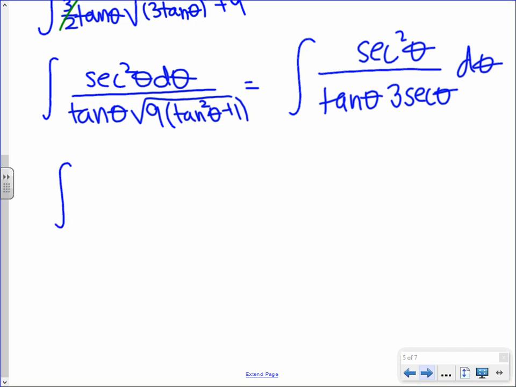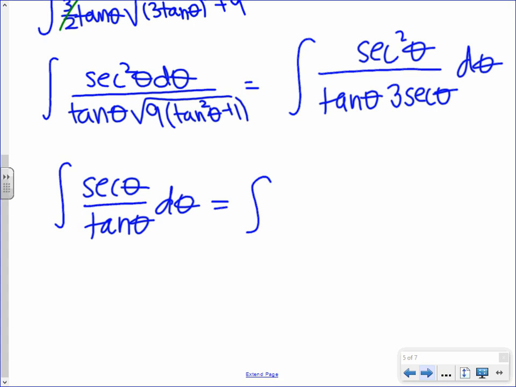Okay, so we can reduce this down to secant over tangent. Do you agree? Okay. And that's really not a pretty fraction. We can't really integrate that, but we can reduce it using properties. If secant is 1 over cosine and we're dividing by tangent, sine over cosine, then this is just 1 over sine, or cosecant.